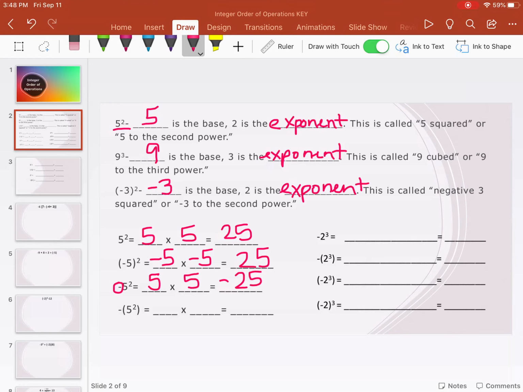Okay, one more. Same idea here. The exponent's touching the 5, and it says the opposite of 5 squared. So we're going to be multiplying the 5 times 5, which is 25, but it's the opposite of that, so it makes it a negative 25.